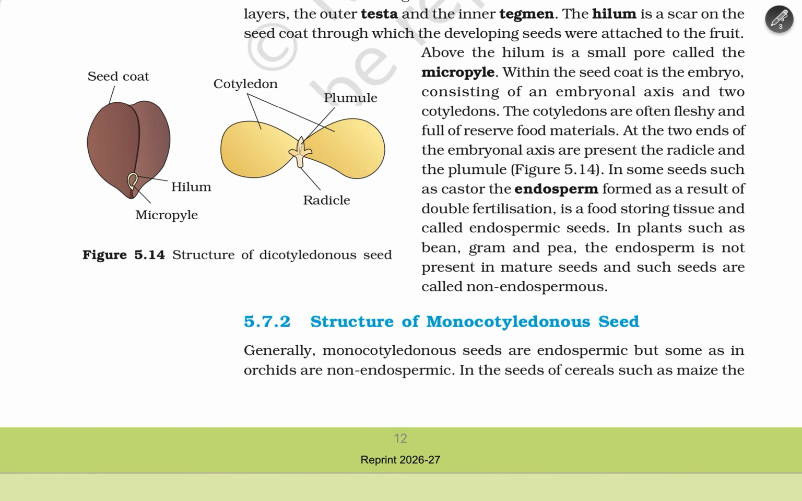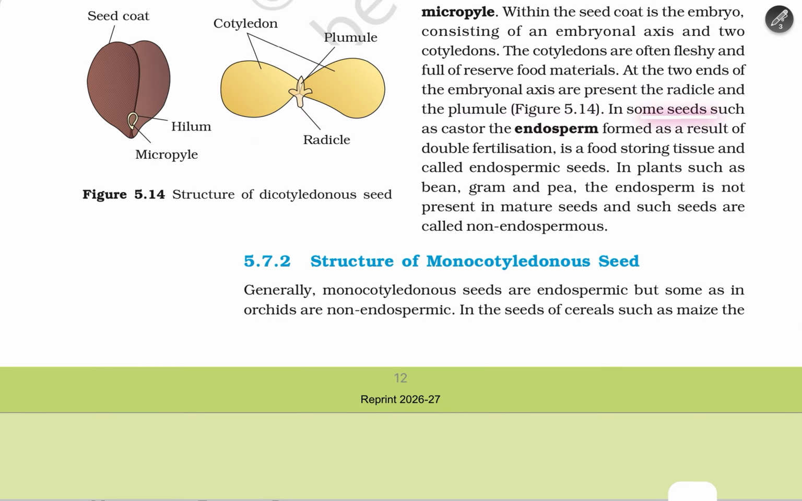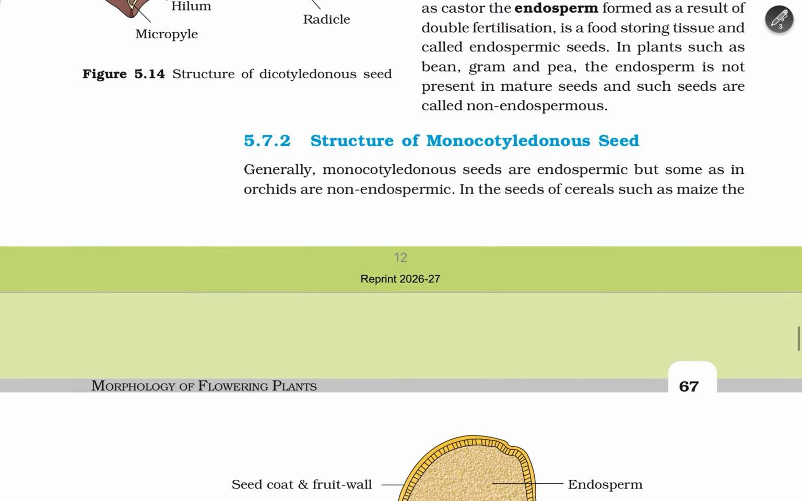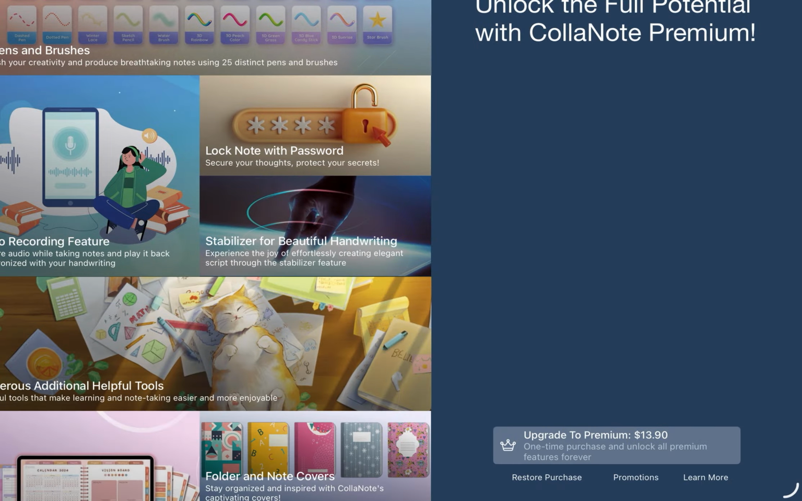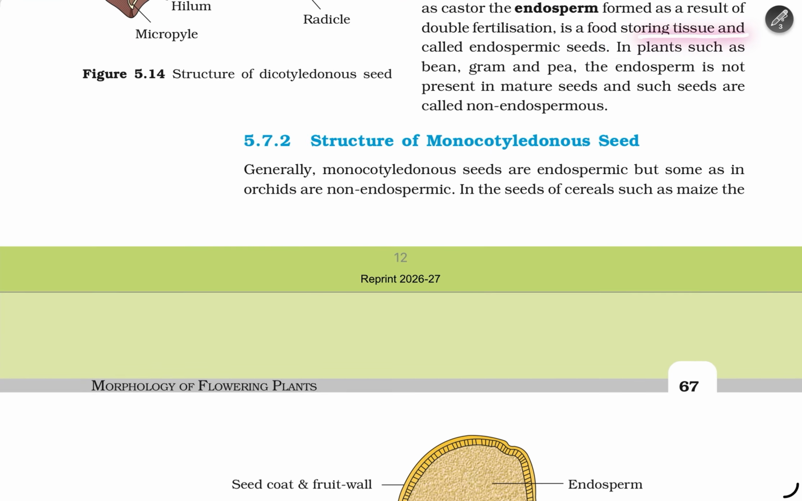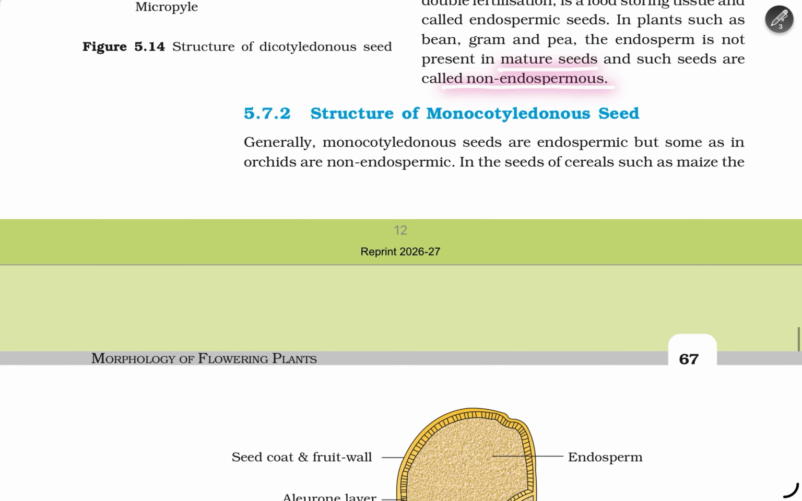At the two ends of the embryonal axis are present a radicle and a plumule. In some seeds, such as castor, the endosperm, formed as a result of double fertilization, is a food storing tissue, and such seeds are called endospermic seeds. In plants such as beans, gram, and peas, the endosperm is not present in the mature seeds. Such seeds are called non-endospermous.